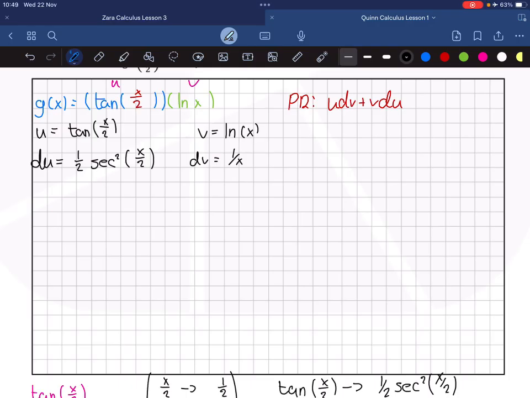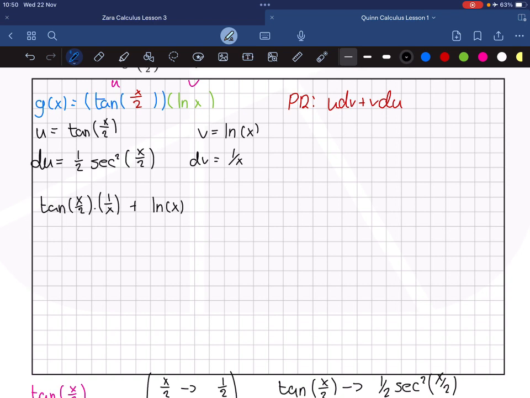So now we just start filling out the product rule. We have u dv plus v du. So u is the tan of x over 2. We multiply that by dv. Well, my dv is 1 over x. And we add on v, which is the natural log of x.